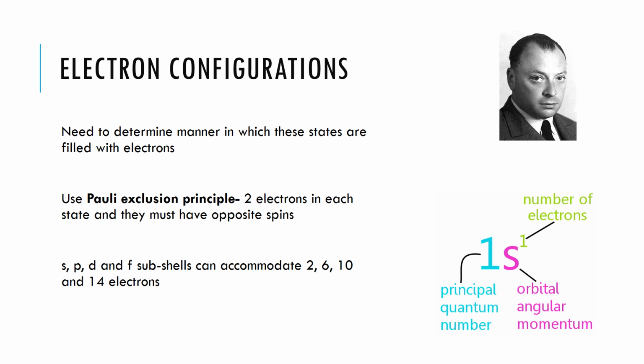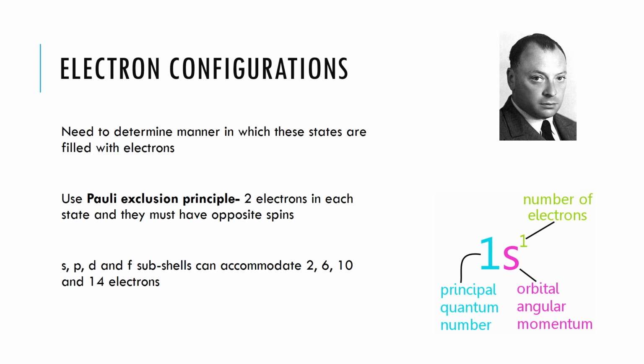So in terms of working out electron configurations, we need to determine the manner in which these states are filled with electrons. We've just described the address of an electron, if you like. We've said how to pinpoint it. And we know there are distinct energy levels as you move away from the center of the atom, from the nucleus. But how do electrons fill these states? Well, you can use the Pauli exclusion principle. And there's a picture of Pauli in the top right there. This essentially states that you can have two electrons in each state, and they must have opposite spins.